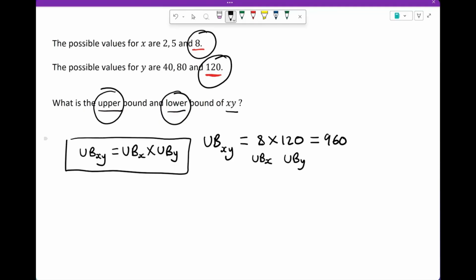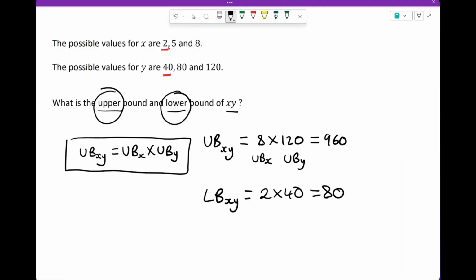Now let's consider the lower bound instead. So our lower bound of xy, well, let's pick a value for x and a value for y that's going to make my multiplication as small as possible. Well, now we have to be looking at the smallest possible values of x and y. We'd want to use the 2 and the 40. Because if we do 2 times 40, we would get 80. And there's no way you're going to be able to get smaller than that by using a pair of values x and y.